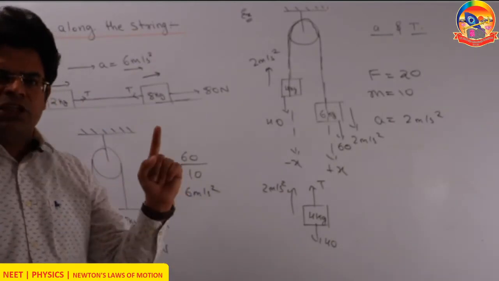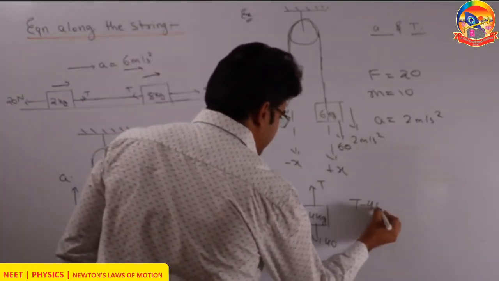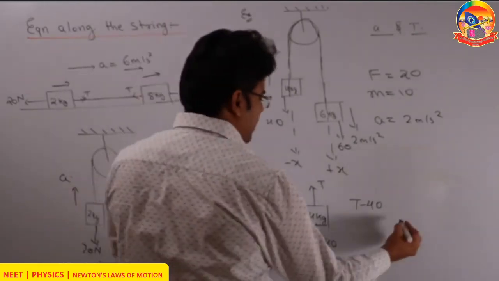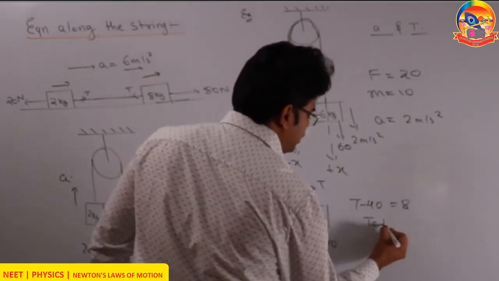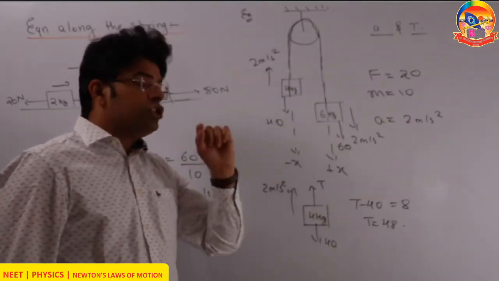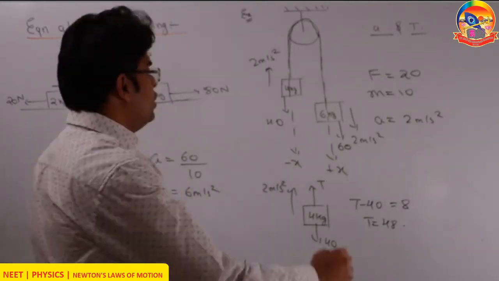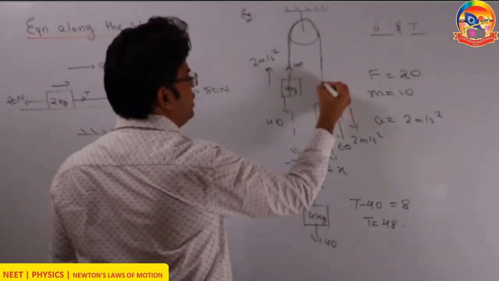Always write the equation. The net force in direction of acceleration equals mass into acceleration. So T minus 40, the net force upwards, equals mass into acceleration 8. So tension has to be 48. By the way, you can check that this tension also comes from the formula 2m1m2g upon m1 plus m2. So the tension here has to be 48.